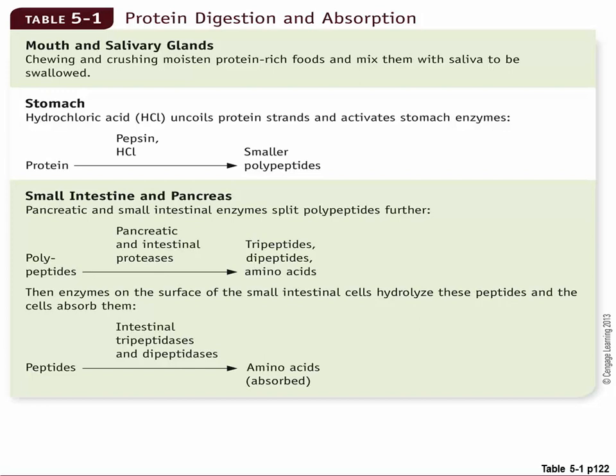As far as with the protein digestion and absorption, very little is going to occur with your digestion and absorption in your mouth. Very little digestion is going to occur. It just mainly moistens it. Once it gets down to the stomach, this is where that pepsin and that hydrochloric acid are going to work on these proteins. It's going to cause it to uncoil. It's going to make it into smaller polypeptides. And so this is what's going to occur.